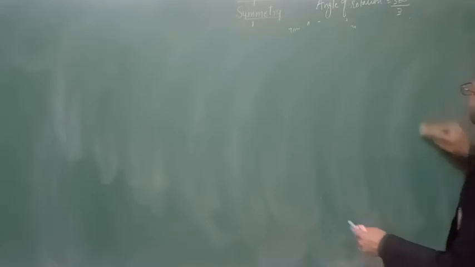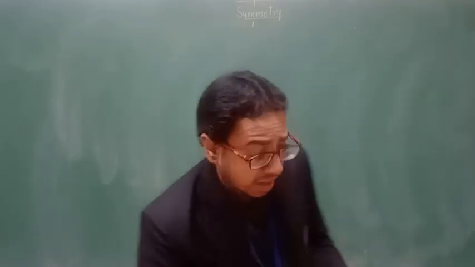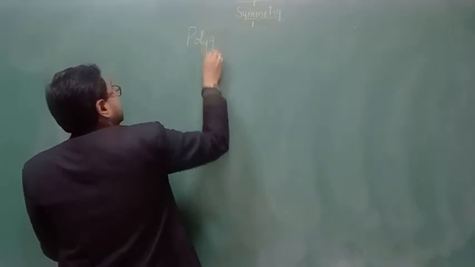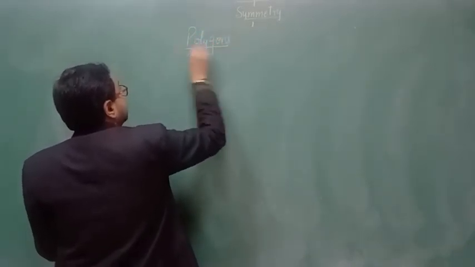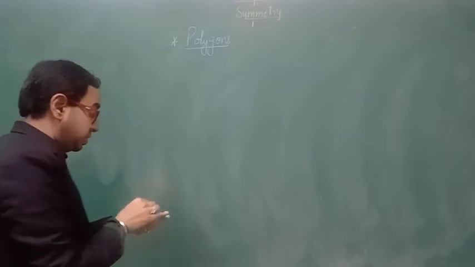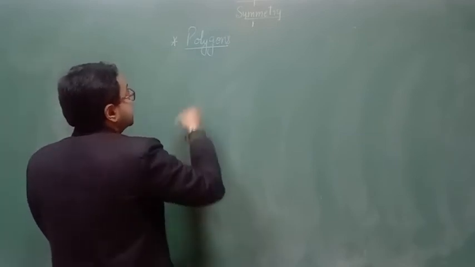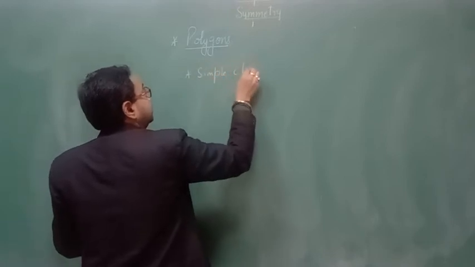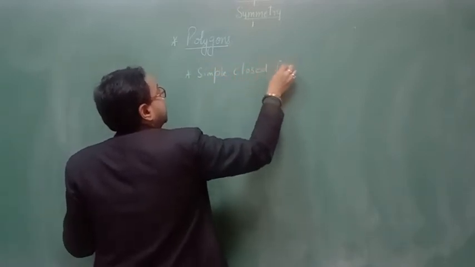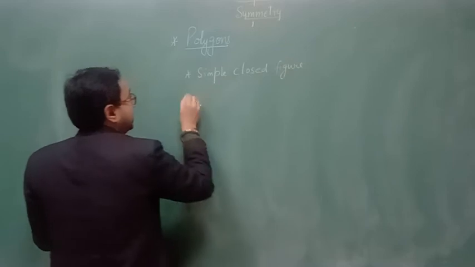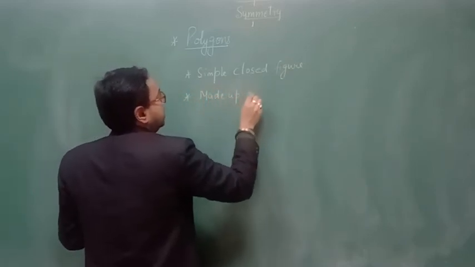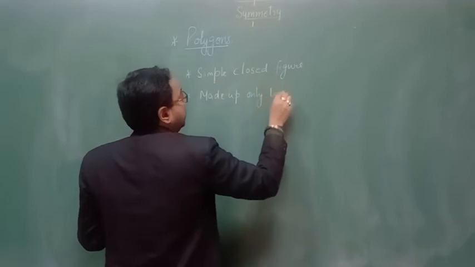I'll consider that last definition: polygon. First of all, the pronunciation is polygon. What do you mean by polygons? First thing is simple: closed figure. Very important. Simple closed figure. Secondly, made up of only line segments. That is very important.